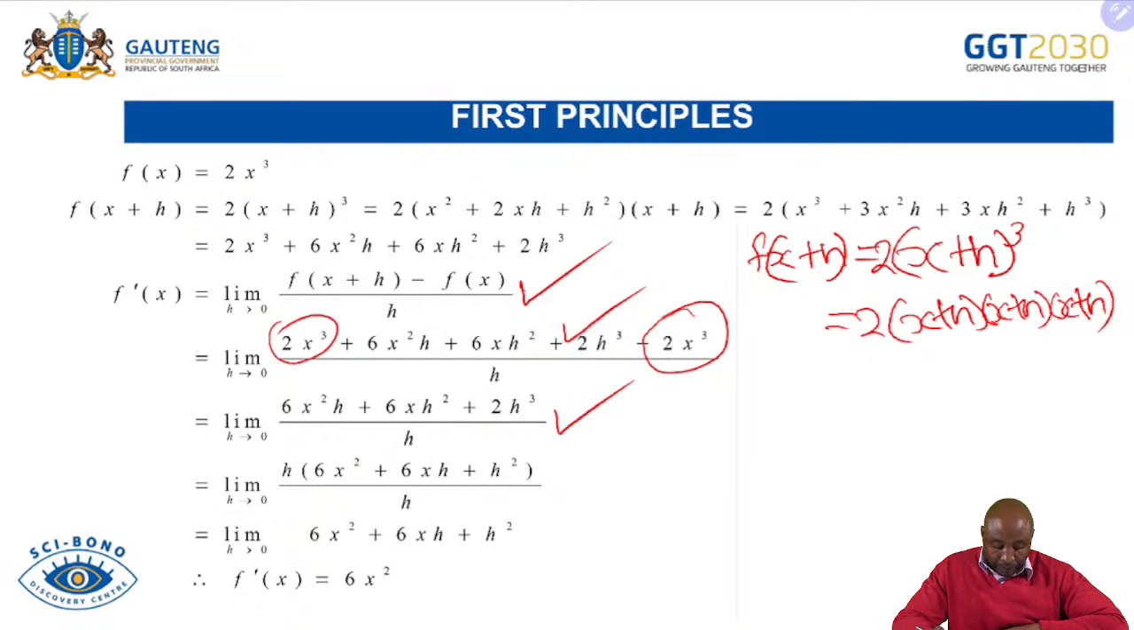And then you investigate what happens as h tends to 0. You will substitute your h as 0 somewhere to evaluate without the term limit, and you will see that 6xh becomes 0 and h squared becomes 0, and therefore our first derivative becomes 6x squared.